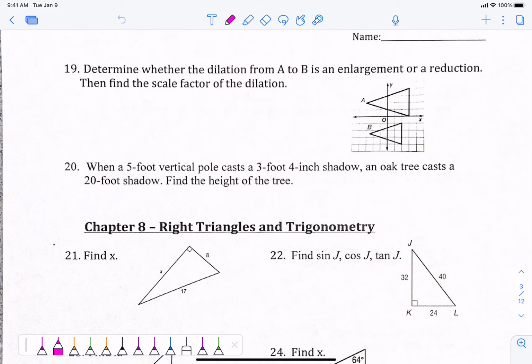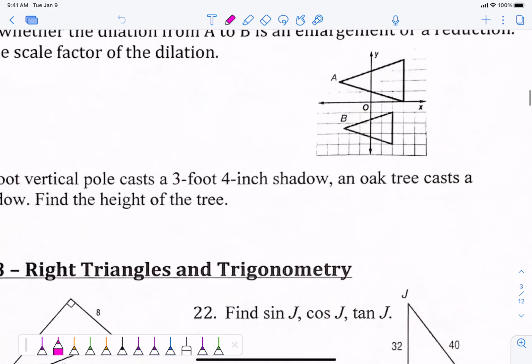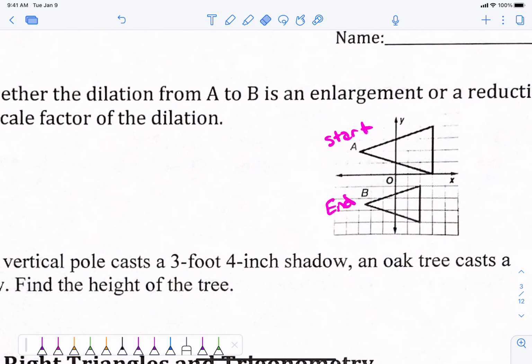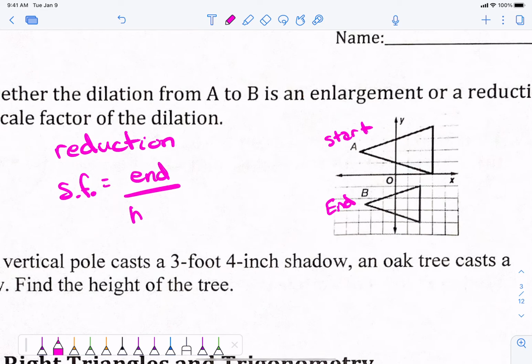Determine whether the dilation from A to B is a reduction or an enlargement. That means you're starting with A. This one's the start, this one's the end. It's small, so it is a reduction because it is smaller. Then we have to determine the scale factor: end over beginning.